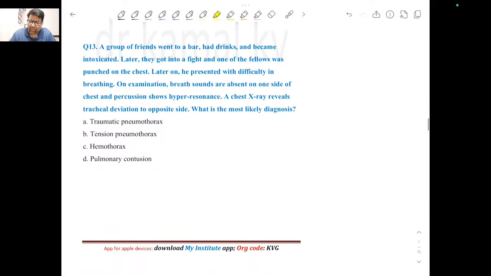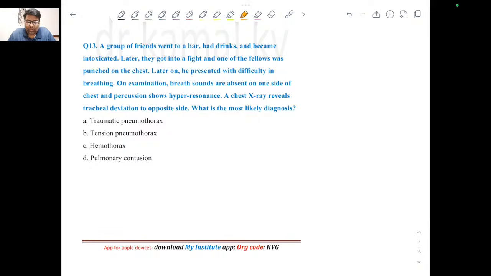The next question, a group of friends went to bar, had drinks and became intoxicated. Later they got into a fight and one of the fellow was punched on the chest. Later on, he presented with difficulty in breathing. On examination, breath sounds are absent on one side of the chest, and percussion shows hyperresonance. A chest X-ray reveals tracheal deviation to opposite side. What is the most likely diagnosis? Very good, Priya, very good.